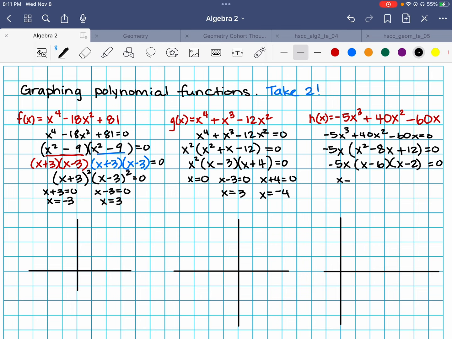So we're going to say x is equal to 0. Now, if you want to write down 5x equals 0, right, you're like, I want to write that down. You're going to end up dividing both sides by negative 5 anyway, and then it just cancels out. So you could just say x is equal to 0. So we have x is equal to 0, and then we have x minus 6.